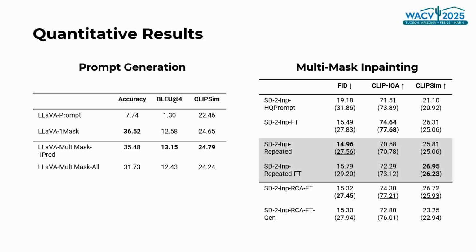Our results indicate that training the model in the multi-mask setting yields better performance in terms of BLEU and CLIP similarity between the object crop and the generated description, compared to a variant trained for single-mask inpainting. We also present results for multi-mask prompt generation across all annotated objects, showing similar performance when considering more than one mask for prompt generation.